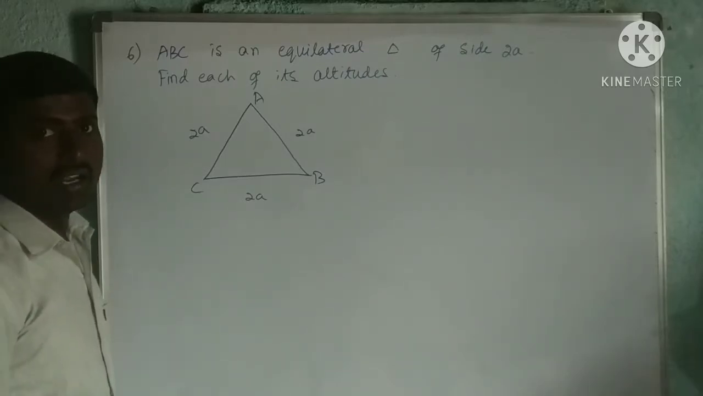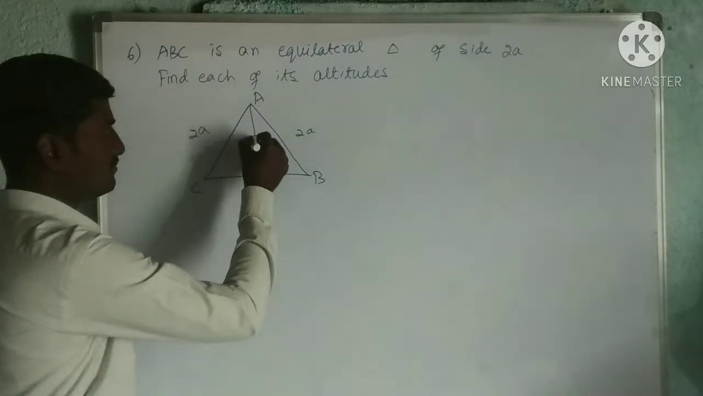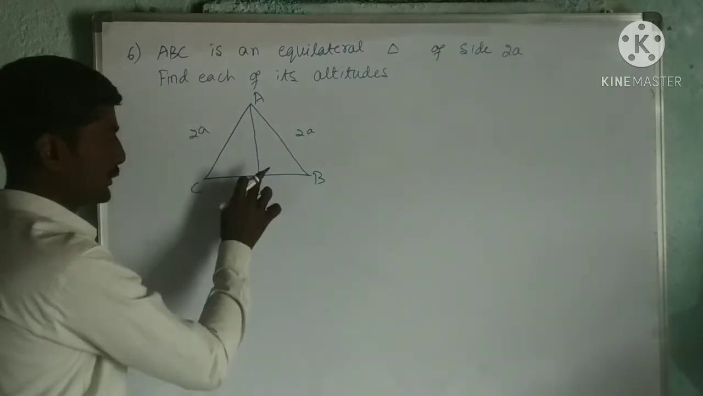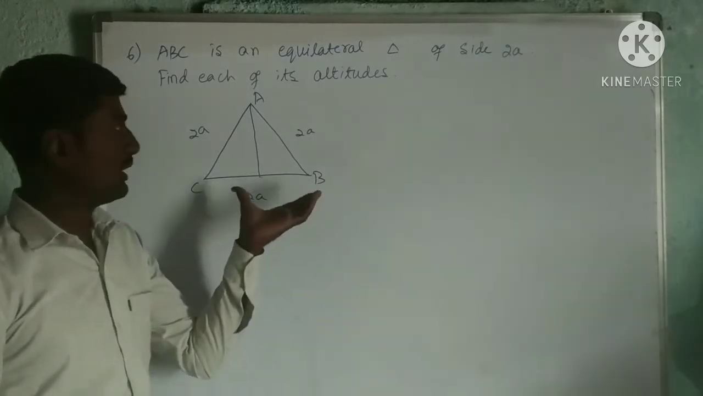Let us draw one altitude from A to the side BC. Okay, so this is the altitude. Here the concept is what?